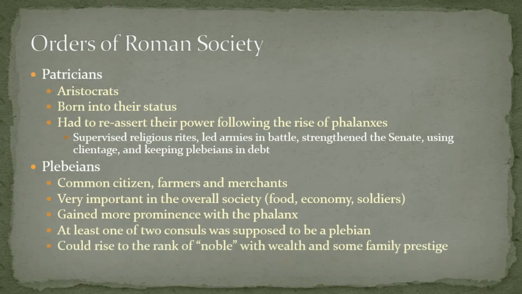Now, a plebeian could rise to the rank of noble if they had enough wealth and prestige, but they could never be a patrician. So, despite being able to be a, quote, noble, they could never be a patrician. And family prestige means that your family has done a bunch over the years, and you've become wealthy enough that you are important enough to be seen as more than a mere plebeian.